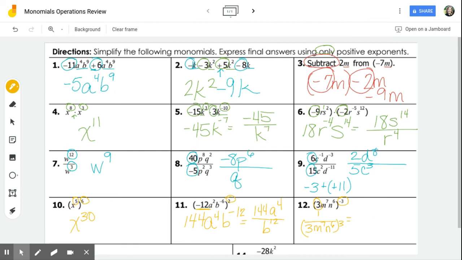So let's continue. 1 over 3 to the 3rd power. 3 times 3 is 9, times 3 is 27. M to the 7 times 3, which is 21. And n to the 6 times 3, which is 18. Okay, that's a strange problem, but we managed to work it out. All right, I hope this is helpful to you as you review operations with monomials.